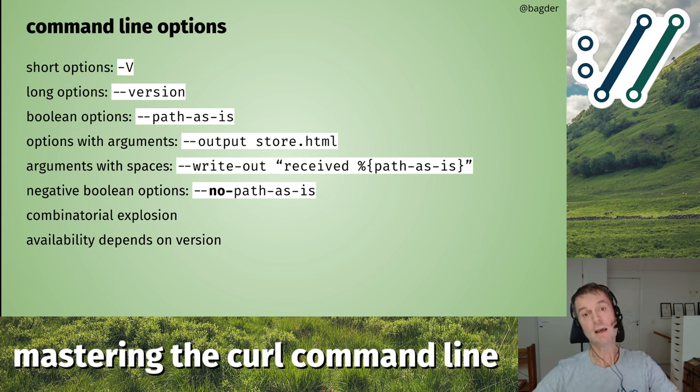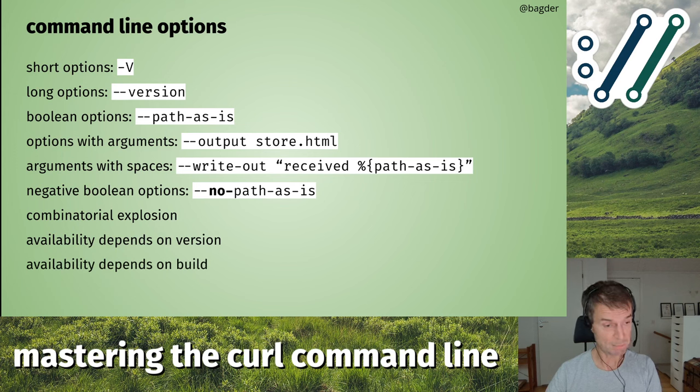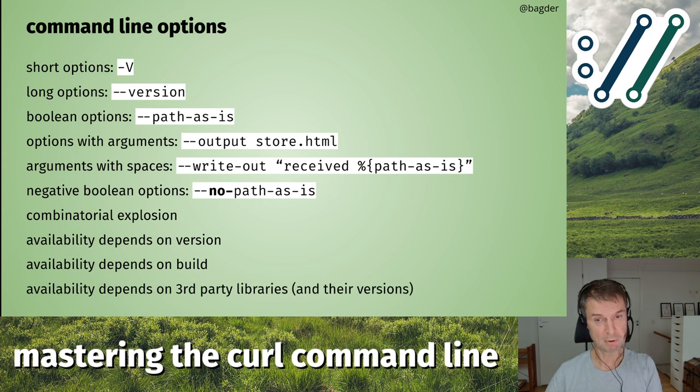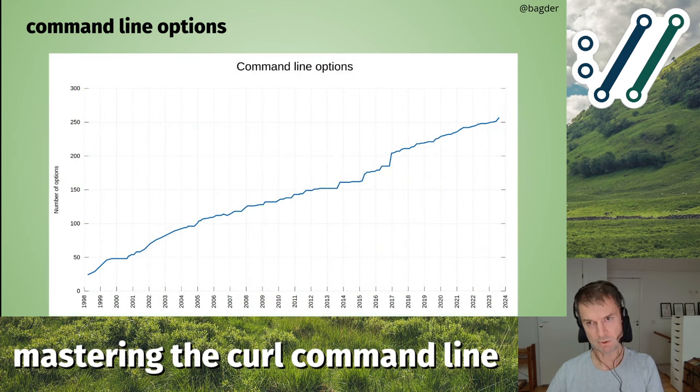Mistakes are fun. Okay, so availability will depend on version, and it will depend on the particular build, because with different builds you can select to enable different things, and they will run on different platforms, and they will also use different third-party libraries. So if you go with curl on different places, it might work slightly differently depending on different things. They all are there, so they should be possible to have there, but you know.